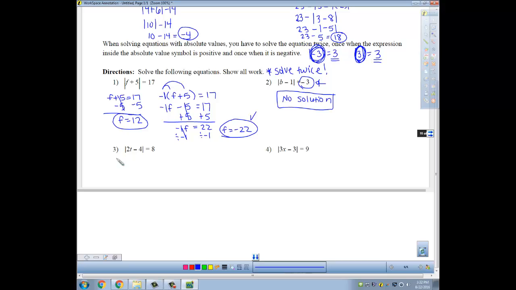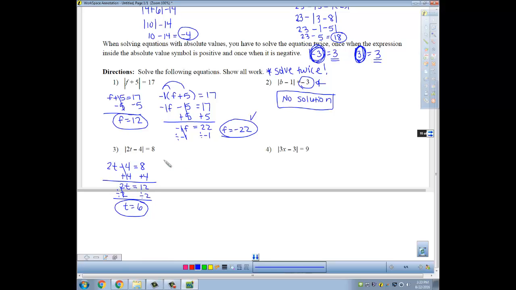Let's look at number 3. Just check that 8, make sure it's positive. It is, so I can continue with the problem. So solve it normal. 2t minus 4 equals 8. Add 4 to both sides to get 2t equals 12, divide both sides by 2 to get t equals 6.